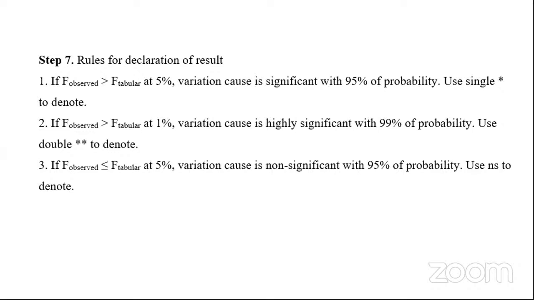If the observed F value is greater than the tabular F value at 1%, that means the variation is highly significant with 99% probability. That means our error is less than 1%. Such a result we can denote using a double star. If the observed F value is less than the tabular F value at 5%, the variation is non-significant with 95% probability, and we denote such a result using NS.